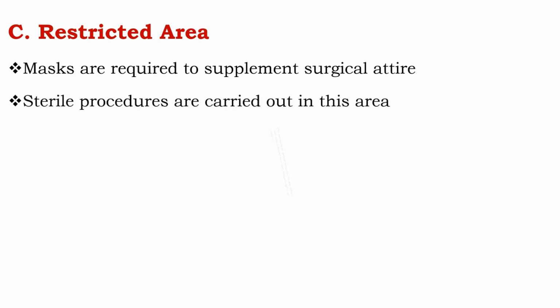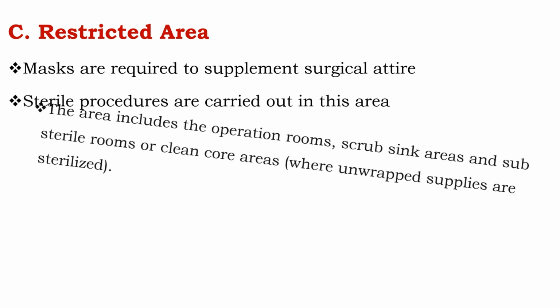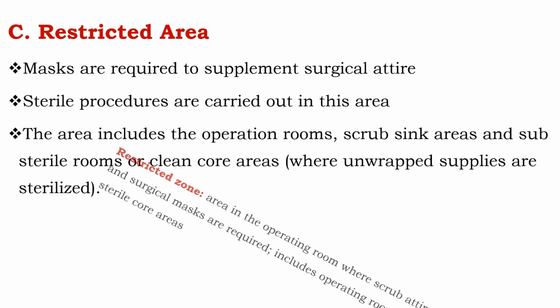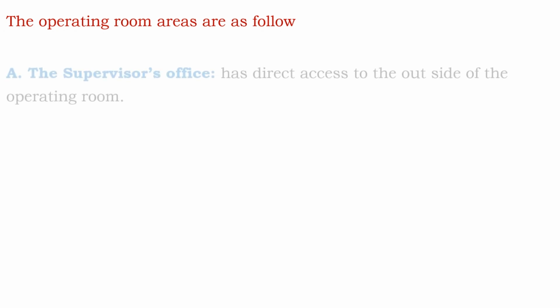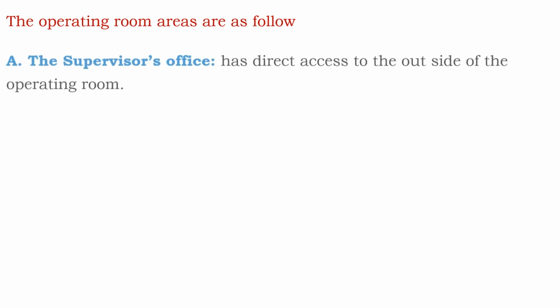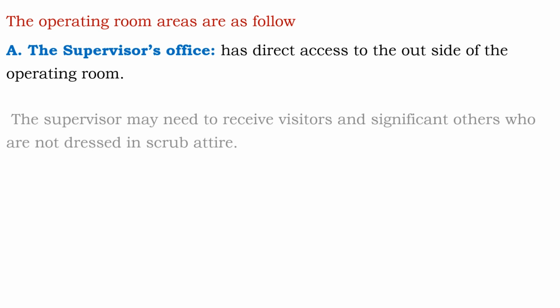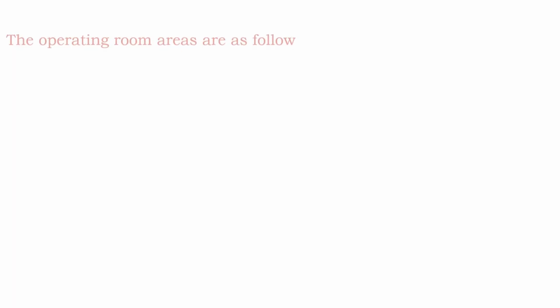C. Restricted area. Masks are required to supplement surgical attire. Sterile procedures are carried out in this area. The area includes the operation rooms, scrub sink areas, and sub-sterile rooms or clean core areas, where unwrapped supplies are sterilized. Restricted zone: area in the operating room where scrub attire and surgical masks are required, includes the operating room and sterile core areas. The operating room areas are as follows.